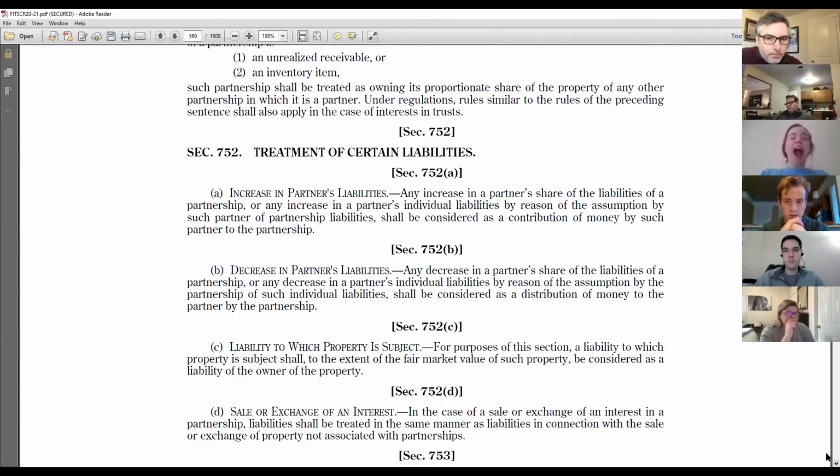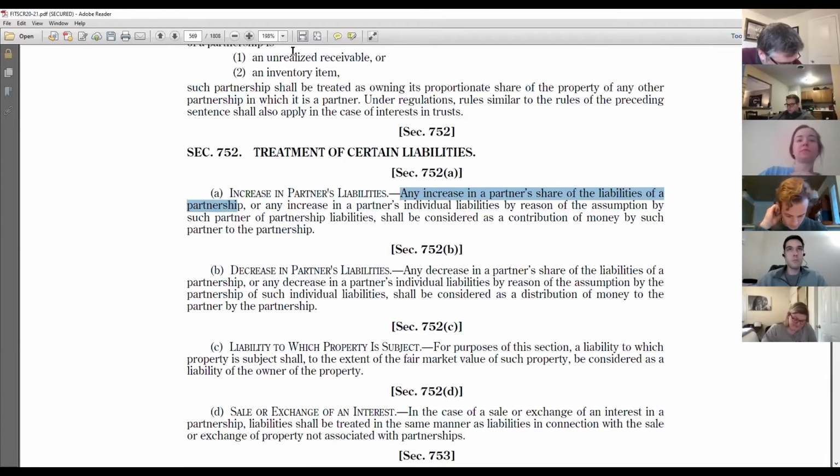But what does 752 do? 752 says any increase in a partner's share of the liabilities of a partnership, whenever a partner's share of the liabilities of a partnership go up, it shall be considered a contribution of money by such partner to the partnership. It's a constructive or deemed contribution of money by such partner to the partnership for tax purposes. So again, I would annotate here and put at the end, for tax purposes.